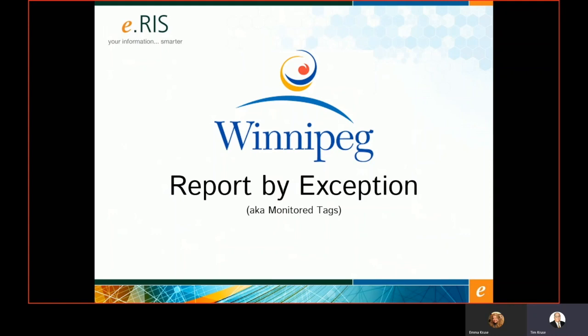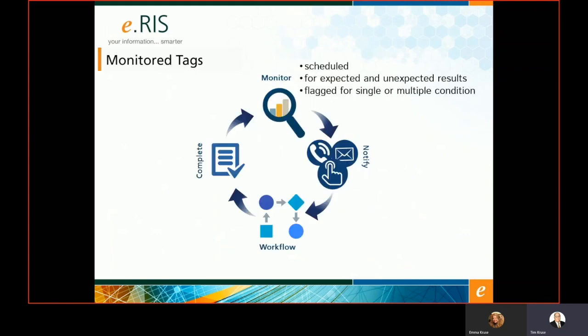to help them find, resolve, and then keep track of things that happen that are unexpected or out of place within their organization. They're reports by exception. So how do monitor tags work? This graphic, this workflow, or this schematic kind of explains the 4 different phases of monitor tags.